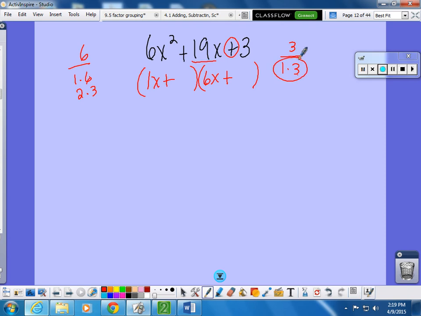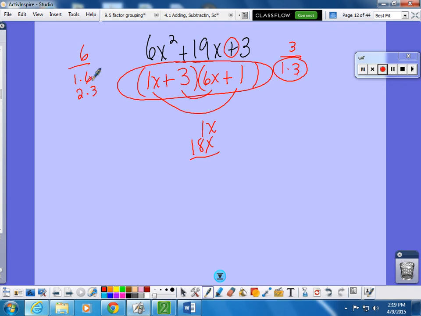All right, I've got to do 3 and 1. What will I put here to multiply by the 6, which is very close to 19? 3. Let's see if this works. Outer is 1x. Inner is 18x. If I add them, got it, right? There you go. So I just added a whole new dimension when I got another number over here to work with.